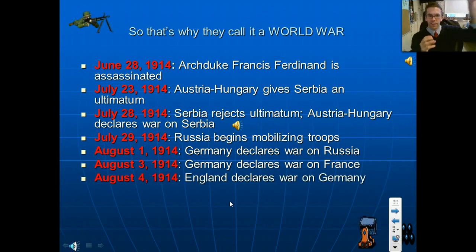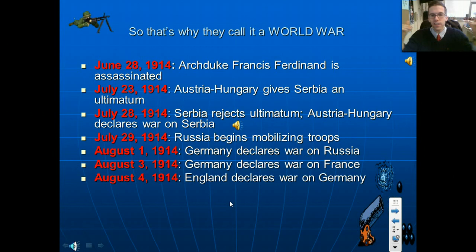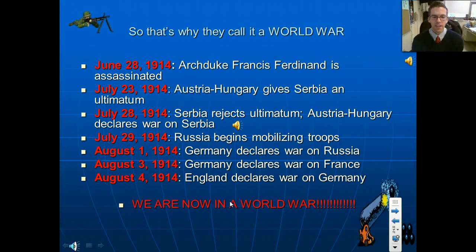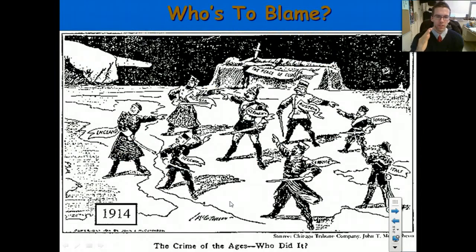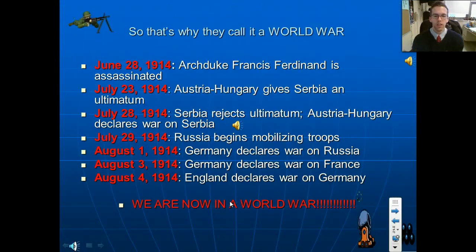Okay, and then England has a treaty with Russia and France. They declare war on Germany. Okay, now we're in a world war. All right, so you see how one thing just leads to the next. They declare war on them. Well, because they're an alliance, they have to declare war on them, and then because they're an alliance, they have to declare war on them. And it all starts with a 20-year-old dude shooting the Archduke of Austria-Hungary, and now we're in World War.